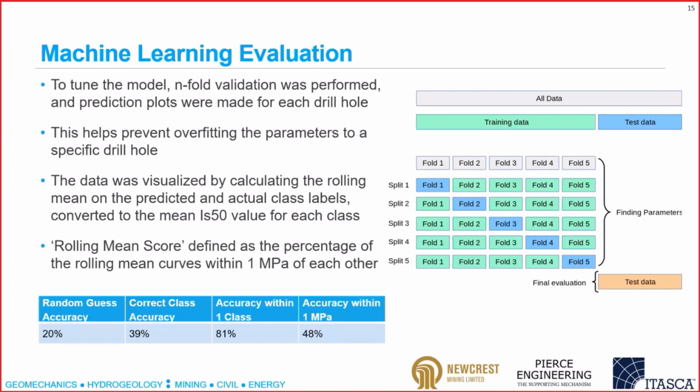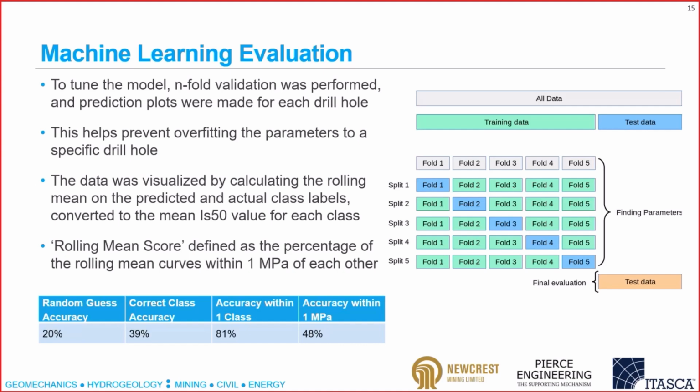And so now talking through the machine learning evaluation. So we can train this huge random forest model, but then we have to prove, is this model accurate? And so to tune the model, we did cross-validation. So this was n-fold validation that was performed.